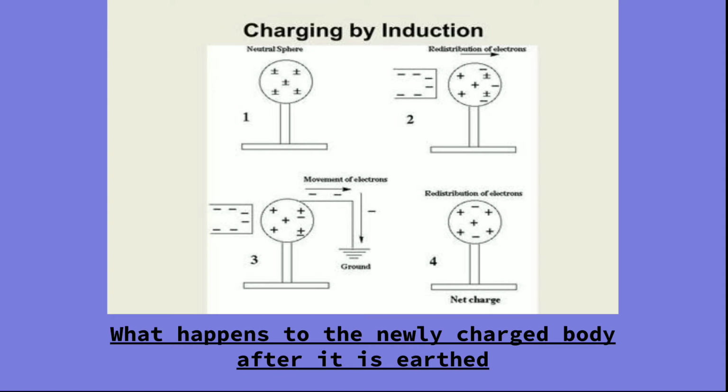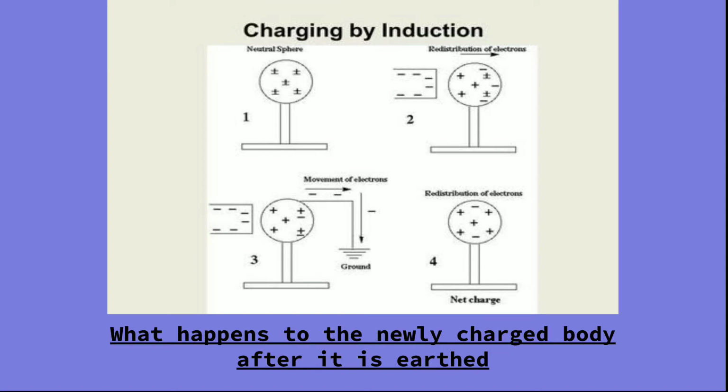Charged side will be near to the negatively charged body, and the negative charge will be towards the opposite side. Now when this object is earthed, the negative charge of the object will flow to the ground. So it will become positively charged. Net charge will be positively charged.